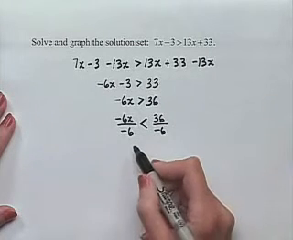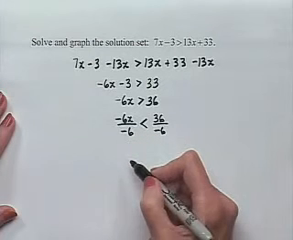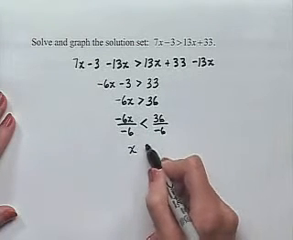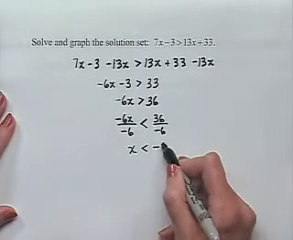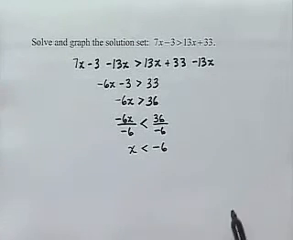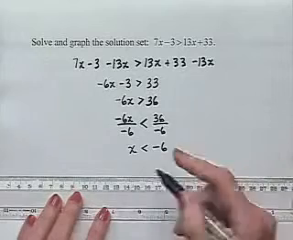Now let's evaluate. We are going to be able to divide out the negative 6, leaving us with x. And on the right-hand side of the inequality, 36 divided by negative 6 is negative 6. Now we're going to graph that solution set by drawing a number line.